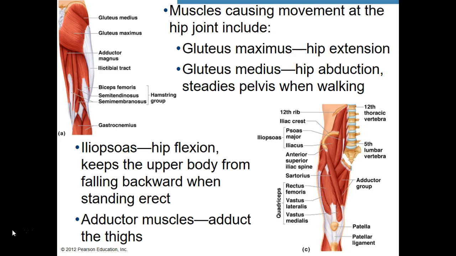You also have a couple of other ones. Let's look at the adductor. So here's the adductor right here. These are going to adduct the thighs, so this is going to move towards the midline.